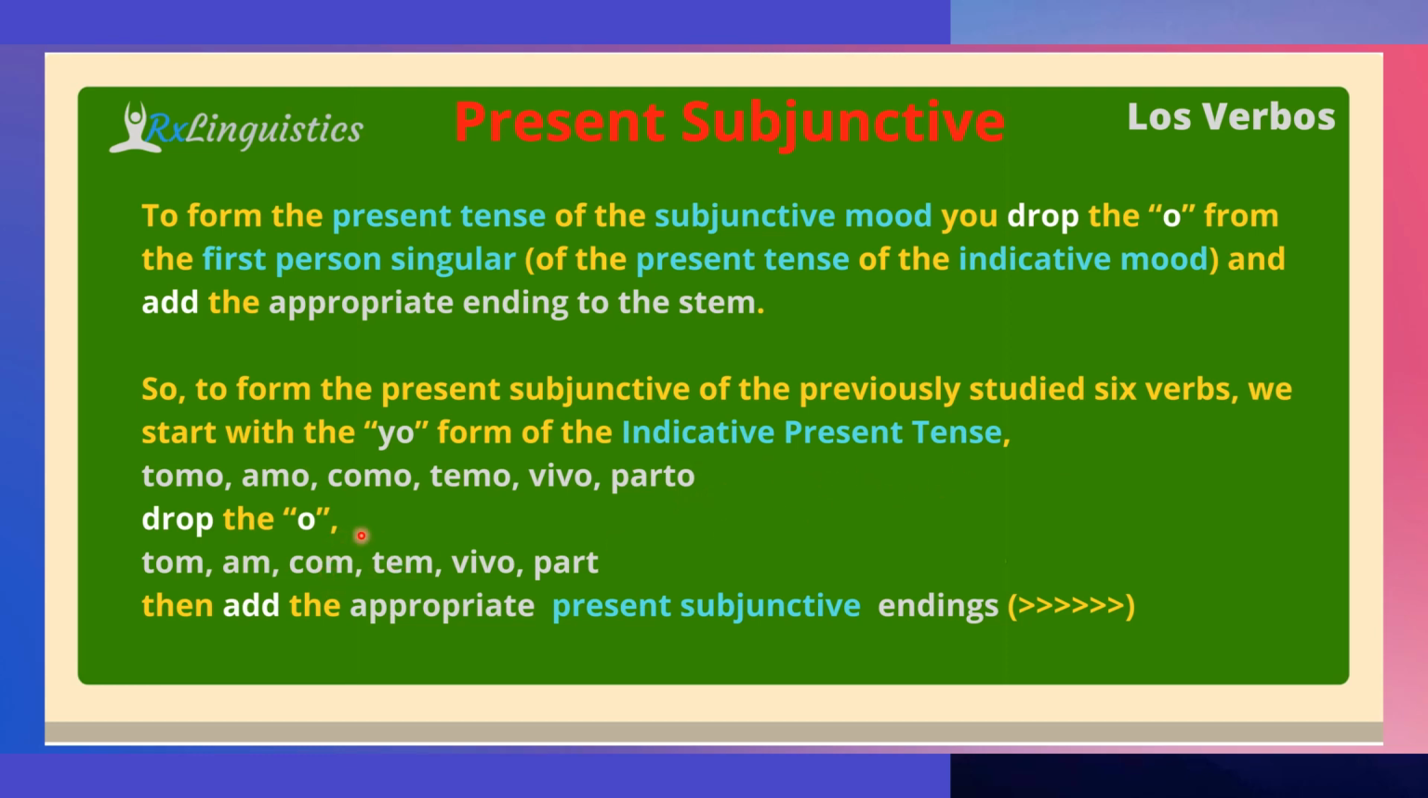You drop the O and you are left with the root. Tom, am, come, tem, bib, pato, pat, not pato. So you have them here. Then you add the appropriate endings, and which is the appropriate ending of subjunctives.